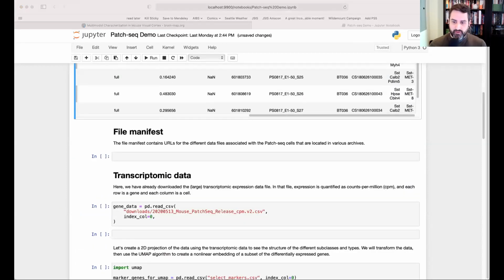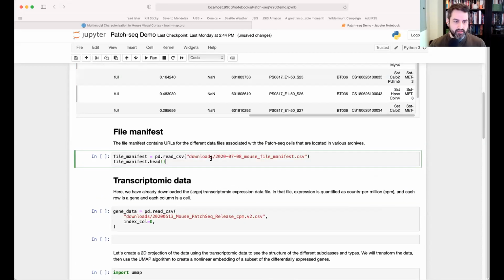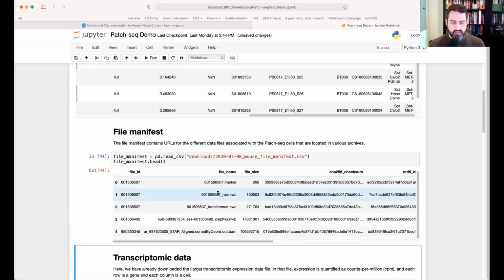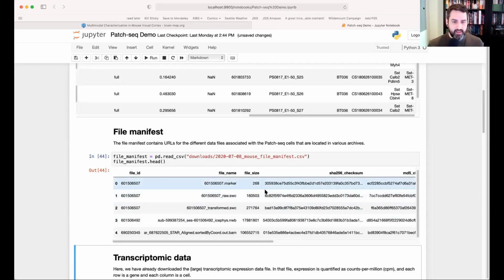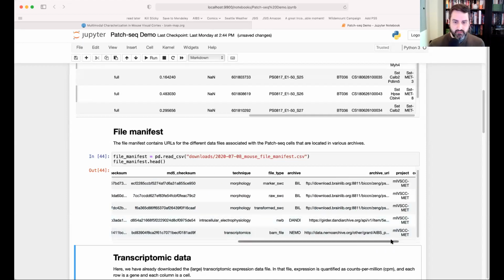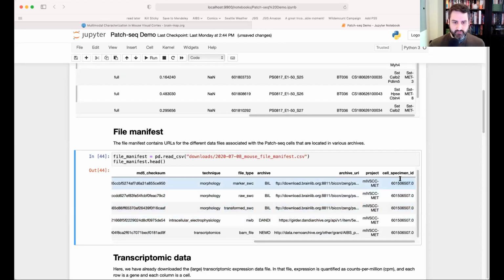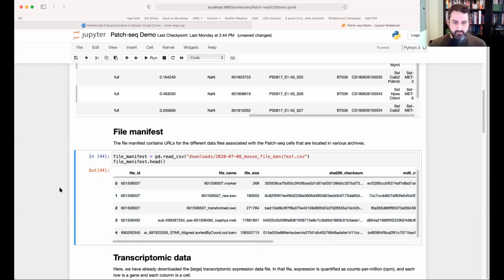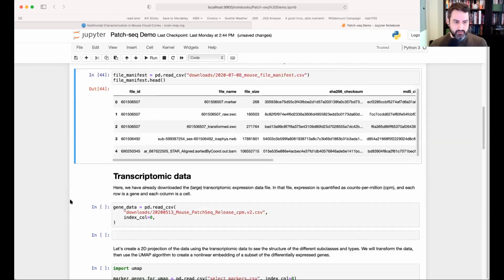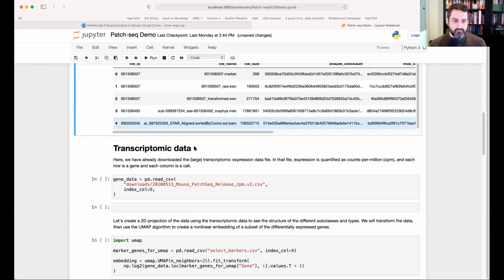Okay, so then the other file we want to grab right away is the file manifest. So again, this follows the structure I just described. So you have the cell specimen that the file belongs to, its URL, and then the particular file type that it is, as well as some additional information. So you can use that to grab the URLs to get the files that you're particularly interested in.